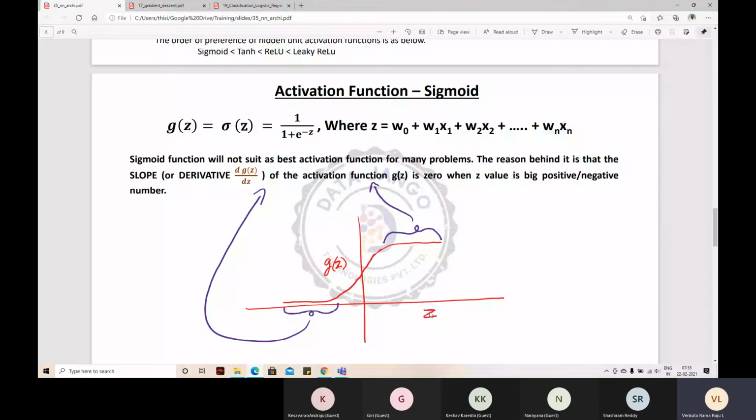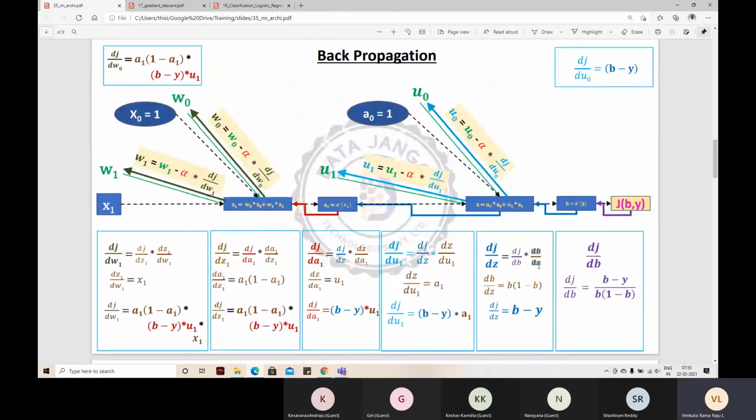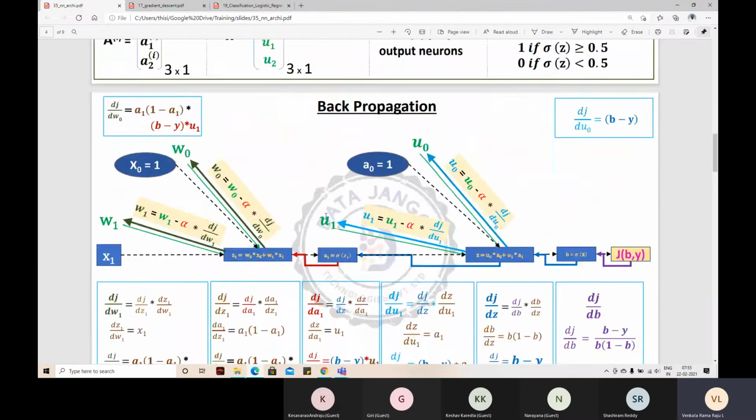But what is the problem here? If your z value becomes too big, the derivative of this activation function becomes 0. This is one of the terms used in the chain rule. You see the chain rule, dB by dj and dA by dg1. We are calculating the derivative of the activation function. If you use sigmoid as the activation function, and your z value is too high, when will it become too high? Either the x values are too big or the randomly chosen w's are too big. Then the z value will become too big.